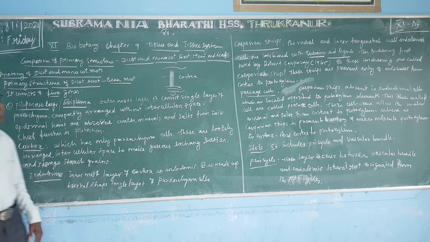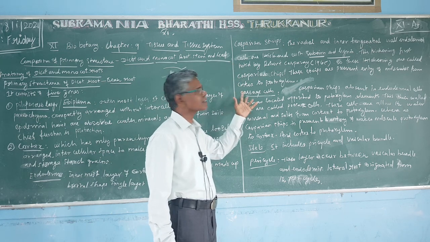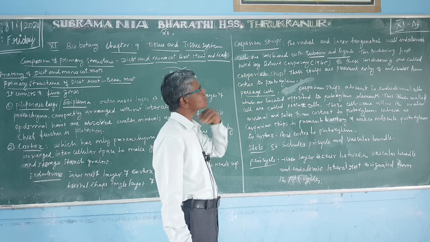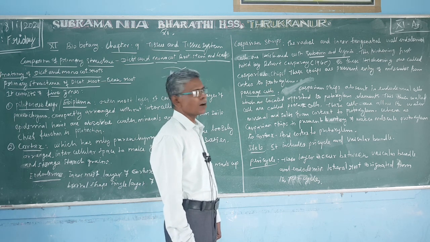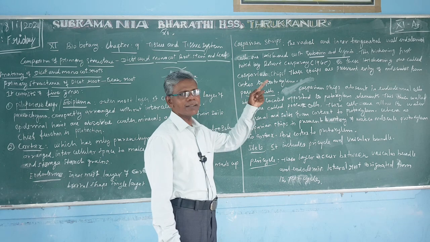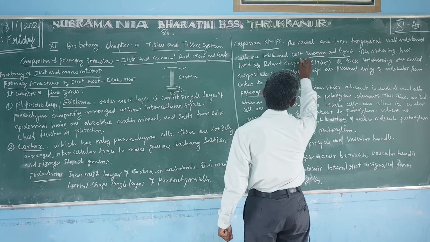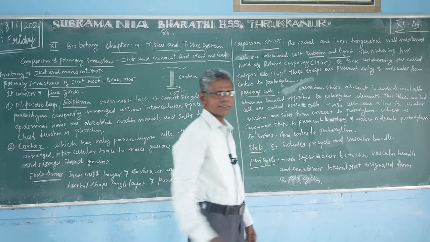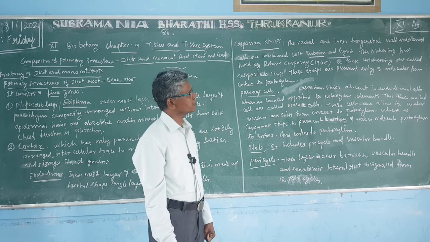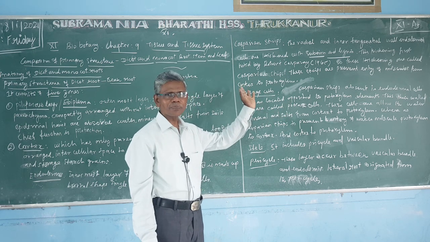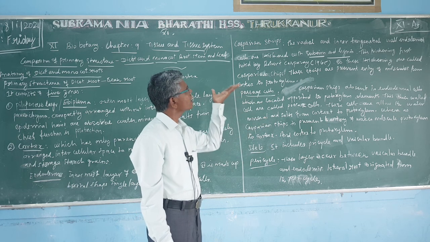In endodermis, three different cell types are available: Casparian strips and passage cells. Casparian strips are the radial and inner tangential walls of the endodermis. These cells are thick, with suberin and lignin. So Casparian strips are nothing but the radial and inner tangential walls of endodermal cells. These two substances, suberin and lignin, make up the Casparian strips.